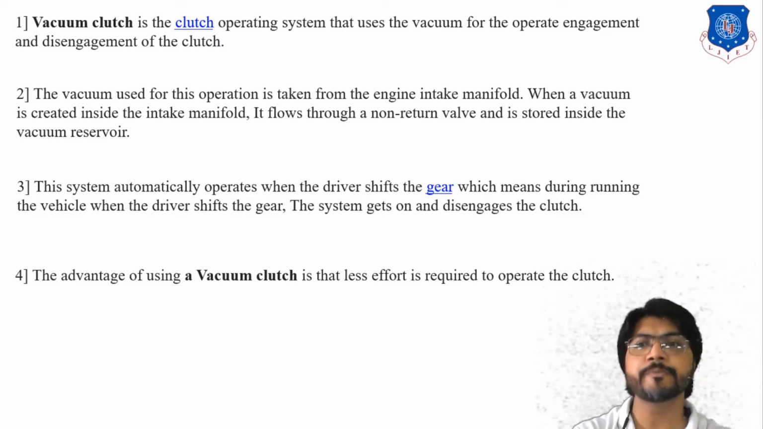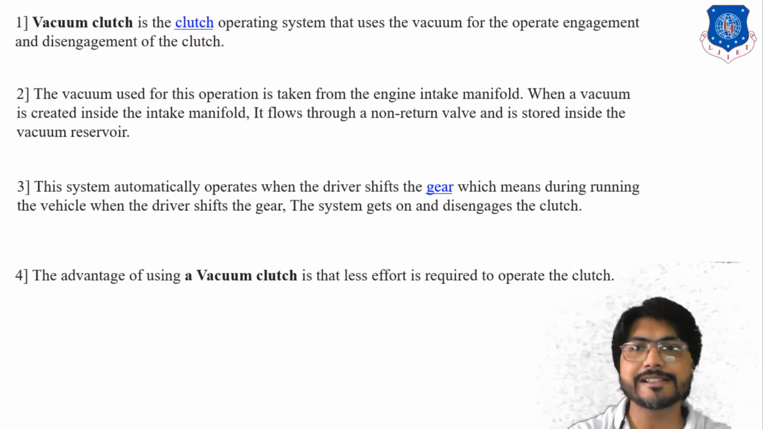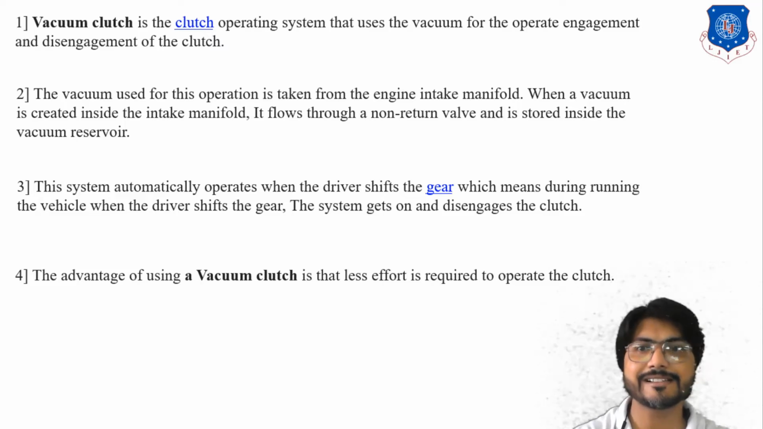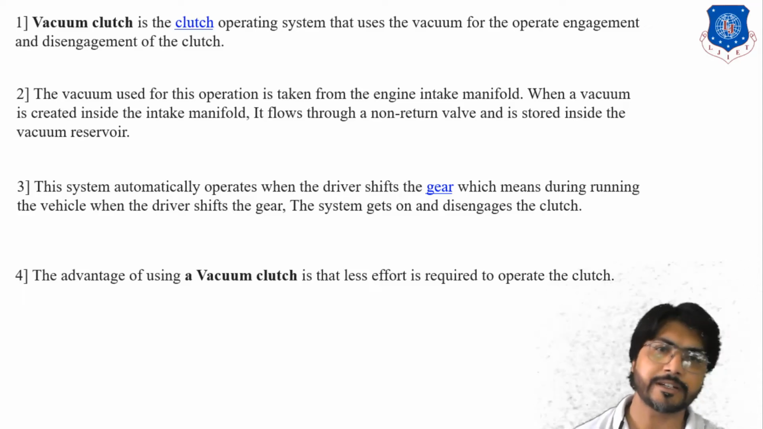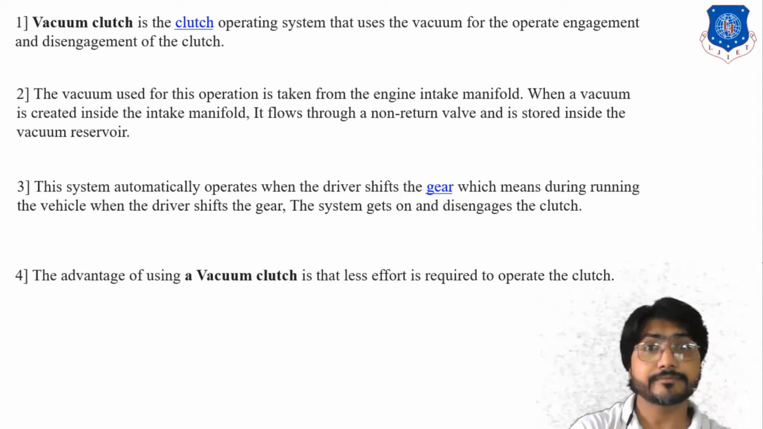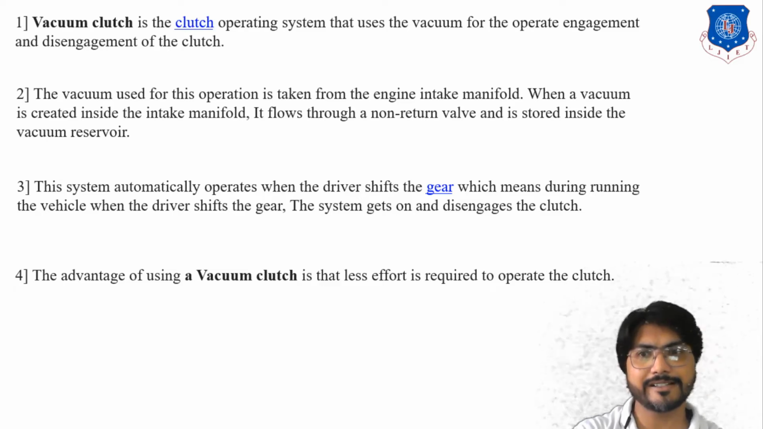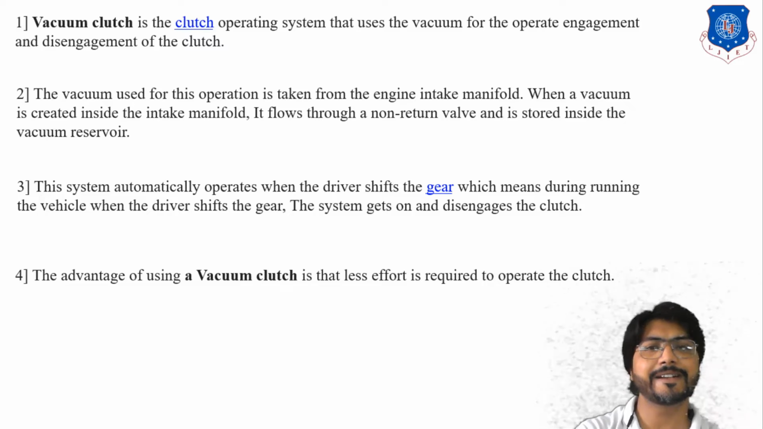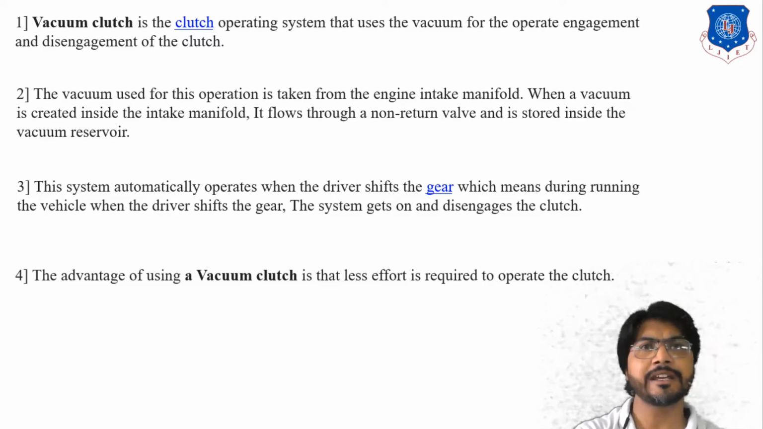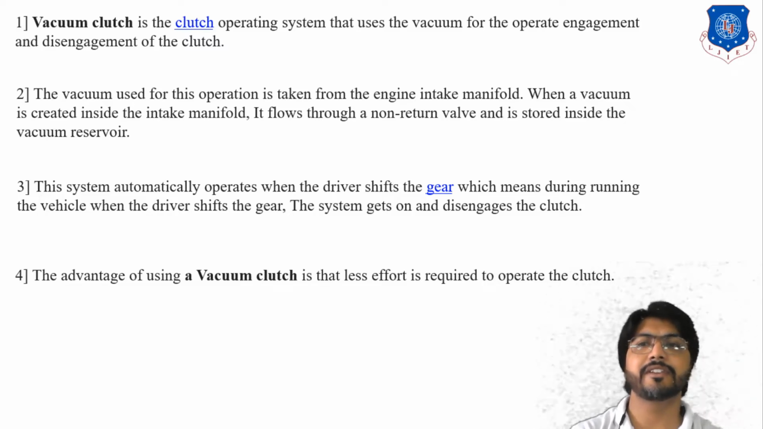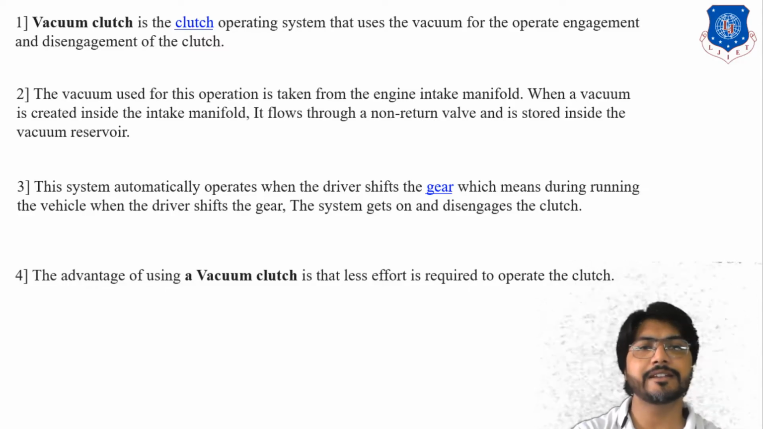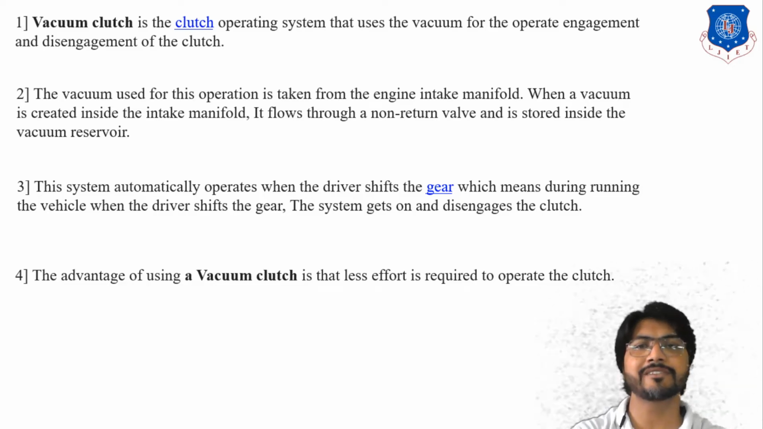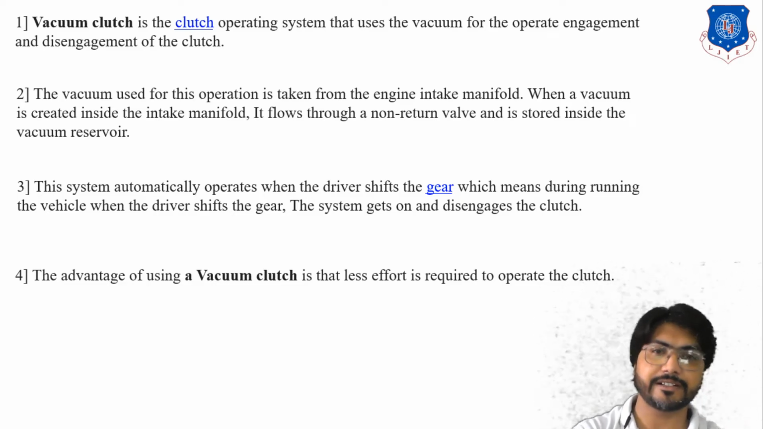When a vacuum is created inside the intake manifold, it flows through the non-returning valve, because it cannot come back again, and this one-way valve stores it inside the vacuum reservoir. Third, the system is automatically operated when the driver shifts the gear. Which means during the running of the vehicle, when the driver shifts the gear, the system disengages the clutch.